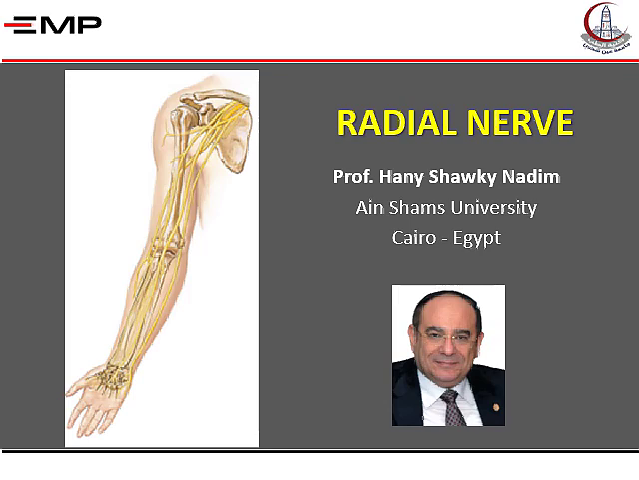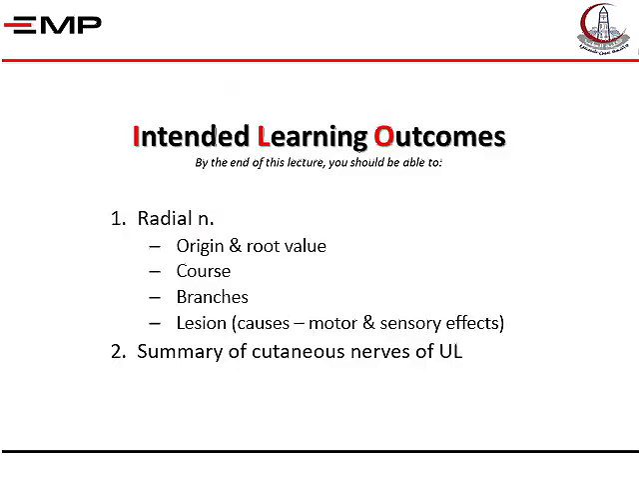In this lecture, we are going to study the anatomy of the radial nerve and the cutaneous supply of the upper limb. By the end of this lecture, you're supposed to describe the anatomy of the radial nerve regarding its origin and root value, its course, its branches, and its lesions, the causes of the lesion, and its motor and sensory effects. The second part of this lecture deals with the summary of the cutaneous nerves of the upper limb.